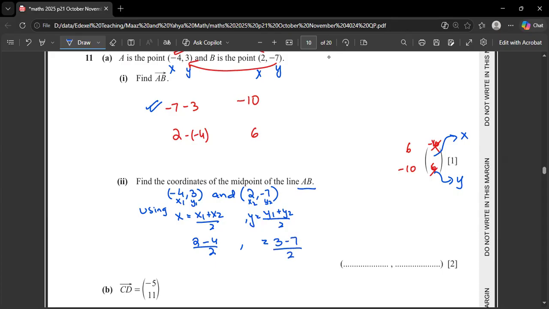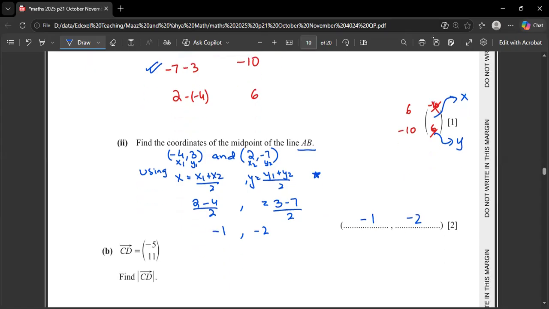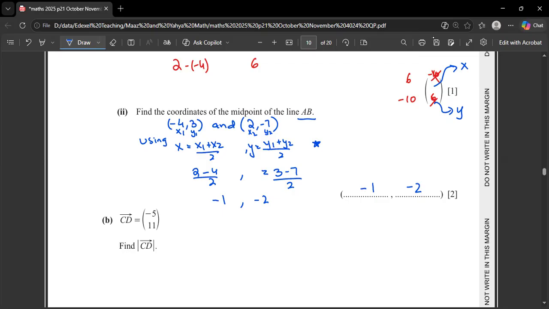So you get -2 by 2, it's going to be -1. And 3 minus 7 is -4, divided by 2 is going to be -2. So you got -1 and -2. Okay, so remember this formula: x1 plus x2 divided by 2 and y1 plus y2 divided by 2. It's for the midpoint.